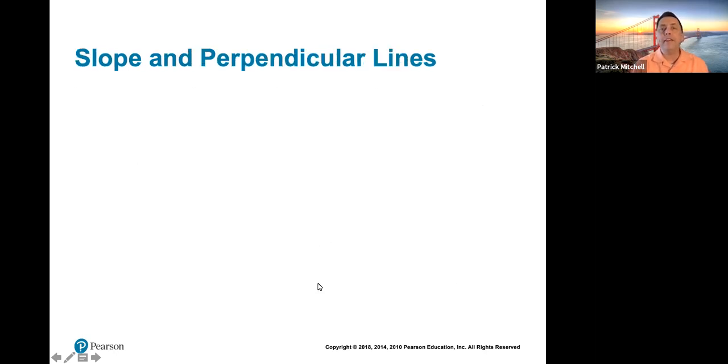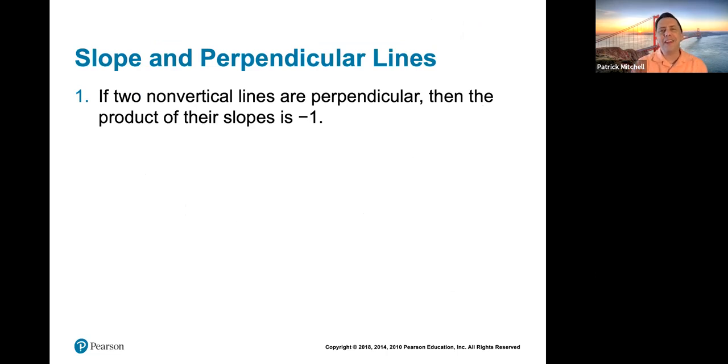All right, in the next example, we're going to look at perpendicular lines. The way they explain this in this section is sort of the grown-up way. What they say is that if two non-vertical lines are perpendicular, then the product of their slopes is -1. A different way that you might have heard this before is that the slopes are negative reciprocals, which is a term that I'm not super crazy about.